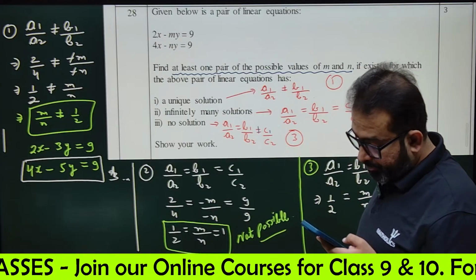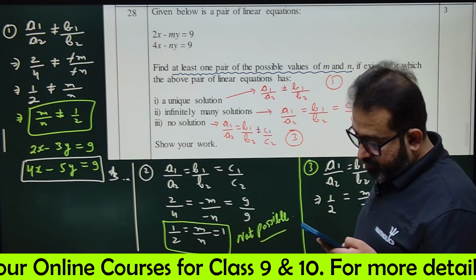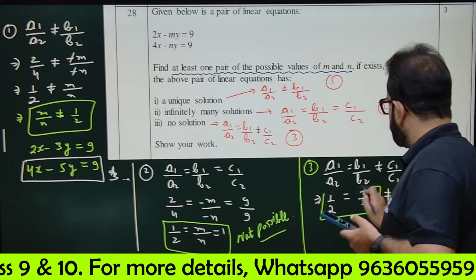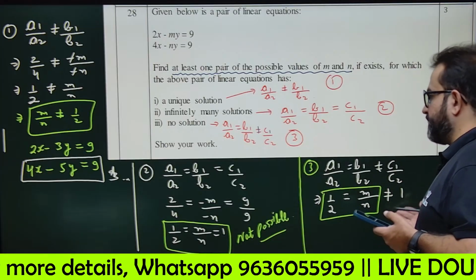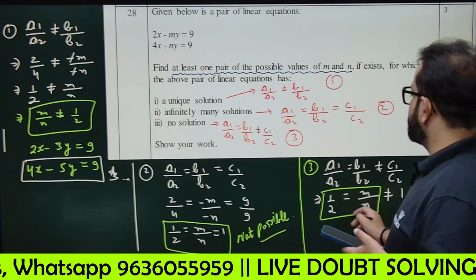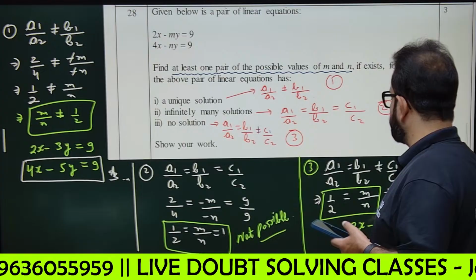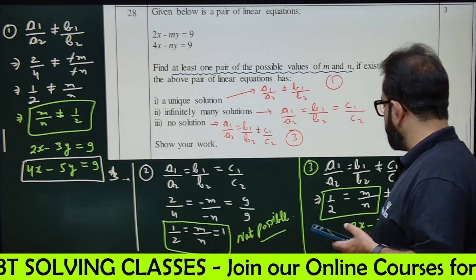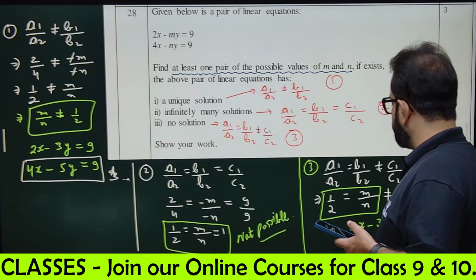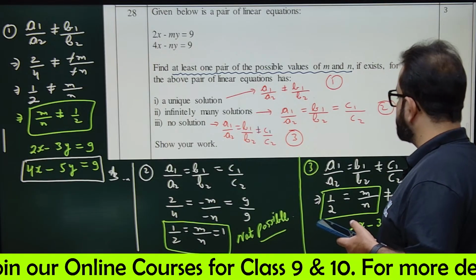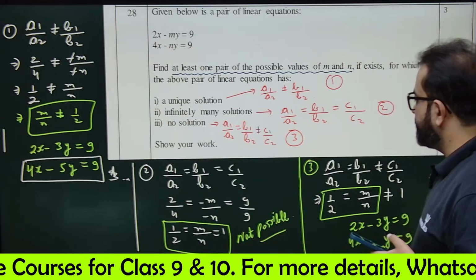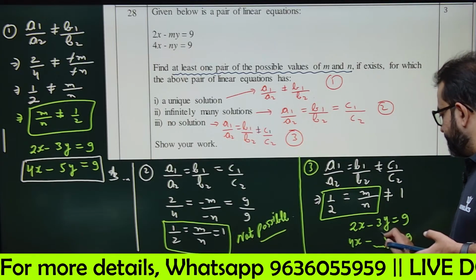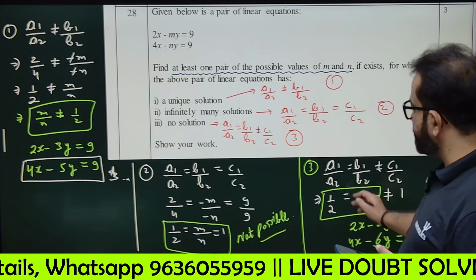So M upon N is not equal to 1, but it equals half. Okay. So make an equation like 2x minus 3y equals 9. Next one will be 4x minus what should I write here next to y so as to get this upon this as 1 by 2? Obviously it will be 6y. Okay, 3 by 6 will be half.